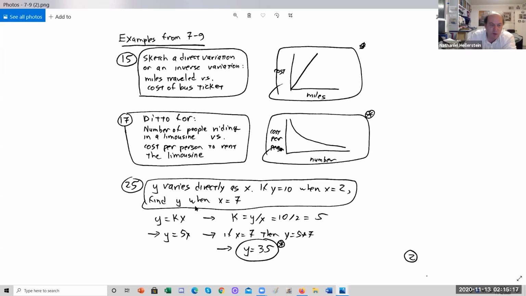Now with these next few, we have basically some prediction problems. Y varies directly as x. If y equals 10 when x equals 2, then what is y when x equals 7? All right, y varies directly as x means that y equals kx. Now we'll need the constant k, and it's y divided by x. In this case, y is 10 and x is 2, so k is 10 over 2, or 5. Therefore, y equals 5x. That's the relation. When x is 7, then y equals 5 times 7, or 35, and that answers this question.